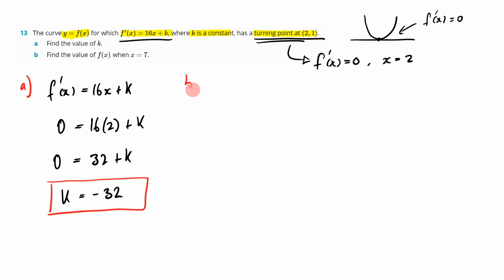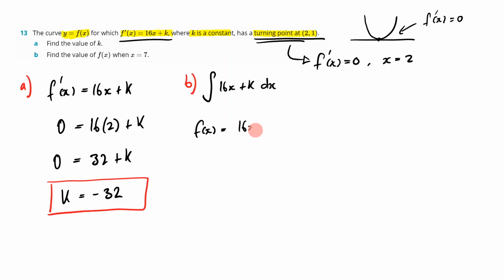We now go on to B. B then says find the value of f of x when x is equal to 7. Okay, so to find what f of x is going to be, I'm going to have to anti-differentiate. Well, let me get a better pen. We're going to have to anti-differentiate 16x plus k dx, because remember, by anti-differentiating my derivative, I'm going to end up with my function.